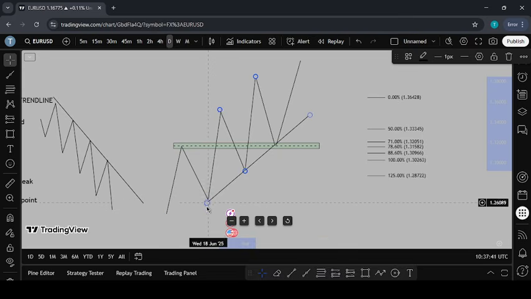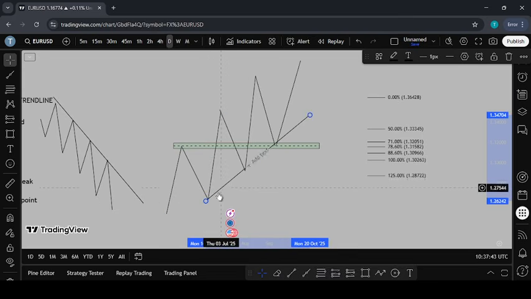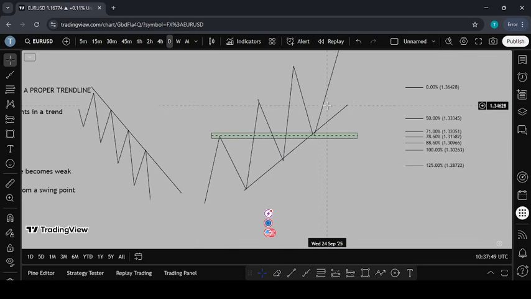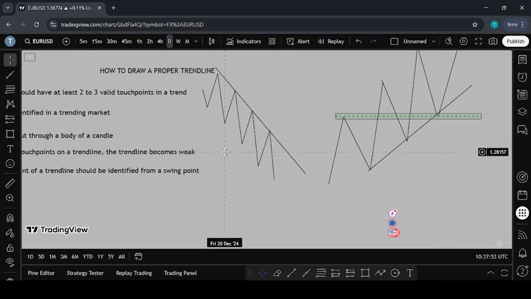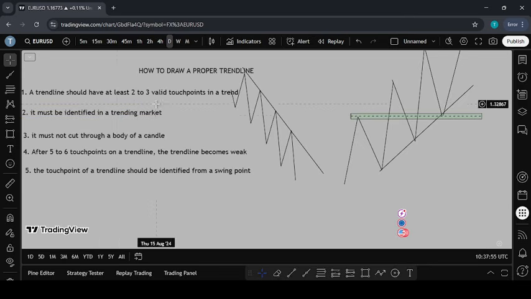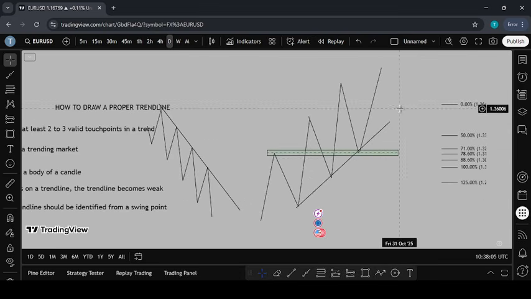The third confluence now is, oh, the first swing point happened here, the second swing point happened here, push price up. Now price is coming to this zone, and you have drawn your trend line, because your valid trend line should have at least 2 to 3 valid touch points, and the touch points of a trend line should be identified from a swing point. You have seen 2 swing points and you have mapped out your trend line.